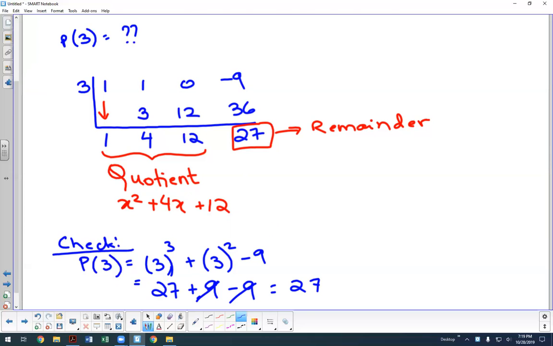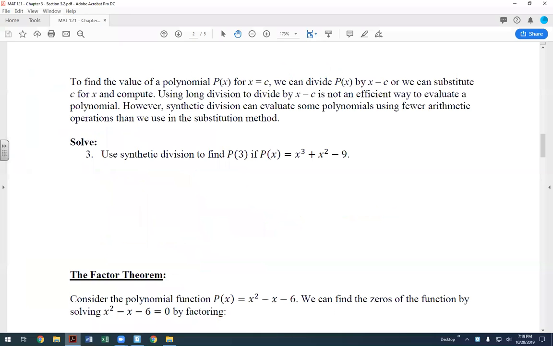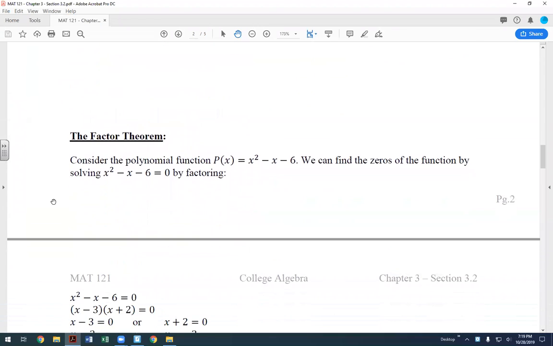Questions on number 3? Like I said, as I was walking around, for most of you, you did okay. There was just a couple of you got a little confused with the sign on this guy and then where we place that 0. But for the most part, great job. So are we feeling okay about the synthetic division? Okay, like I said, just practice a couple times with long division to make sure you're feeling comfortable with that concept.